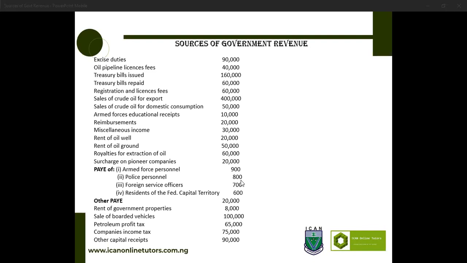Payee of armed forces personnel. CRF. Payee of police personnel. CRF. Payee of foreign service officers. CRF. And payee of residents of the Federal Capital Territory. CRF. All right. Other payee. CRF. Okay. Rent of government properties. CRF. Sales of boarded vehicles. CRF.